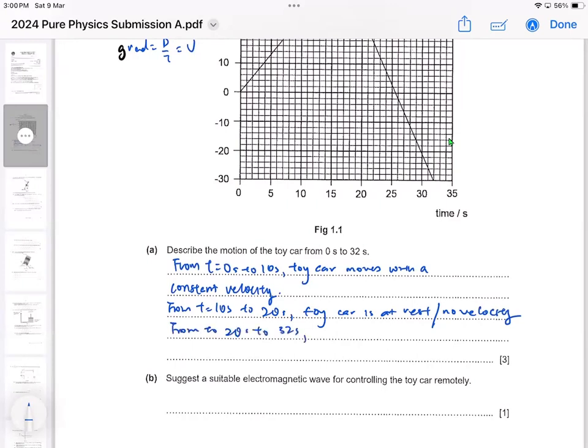So 20 to 32 seconds. This is a negative gradient, so there is a negative velocity. Negative velocity means that it's traveling in the opposite direction. So we say that it will move with a constant velocity, but in the opposite direction. With something like this.